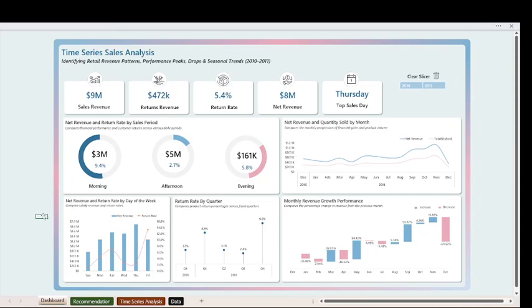For week 1's tasks, we were given a data set and asked to identify retail revenue patterns, peak seasons, drops and seasonal trends from 2010 to 2011. Showing on my screen right now is my final product, which is my dashboard. But before that, I'll take you through my analysis process and everything that I covered.